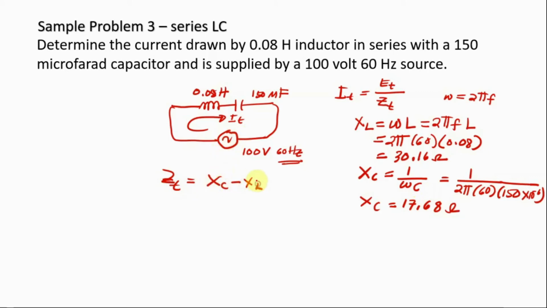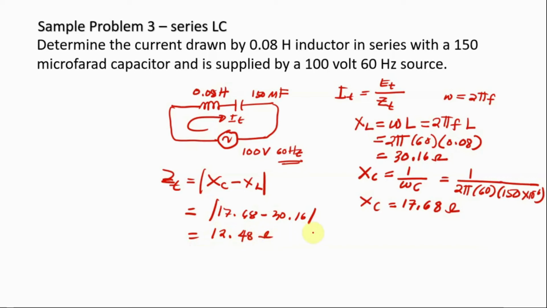After finding that, we have now our total impedance equal to the subtraction of X of C minus X of L, the absolute value. It can be X of L minus X of C. So for X of C, you have 17.68 minus 30.16, or the absolute value of that. We mean absolute: if the result is negative, we take the positive value. So that will give us negative 12.48, but that is the absolute value.